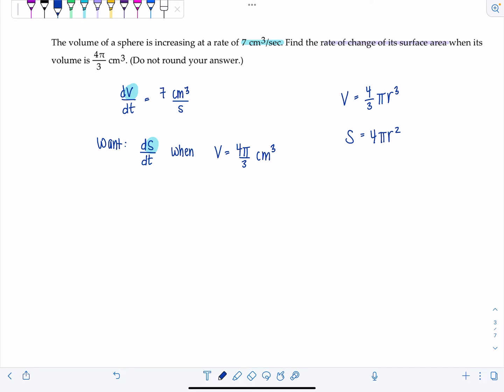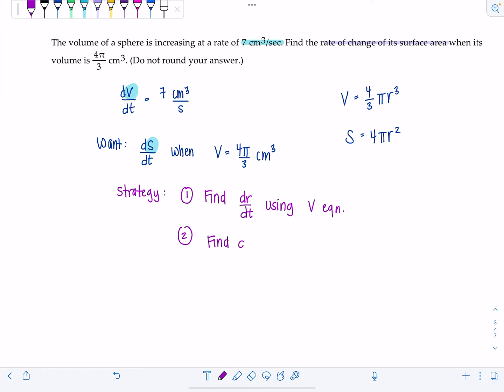Volume of a sphere is 4/3 pi r cubed. Surface area of a sphere is 4 pi r squared. I'm not really inclined to solve for r and make an equation that relates V and S, though you could do it. So here's my plan of attack, okay? Strategy to solve. One, find dr/dt using the volume equation. And then two, I'm going to find dS/dt after, by taking the derivative of the surface area equation.